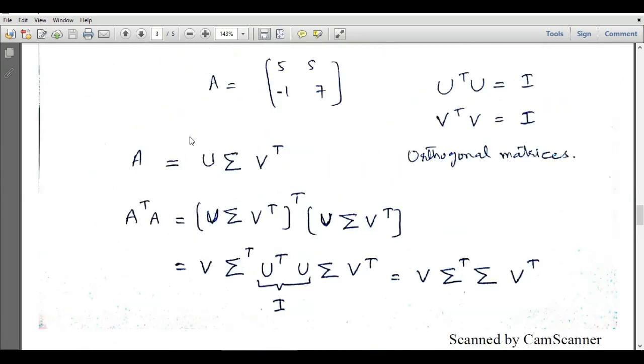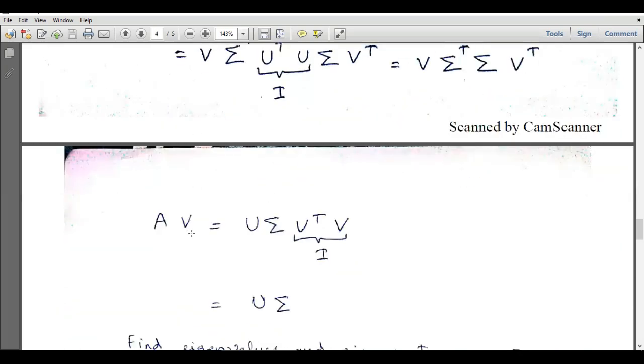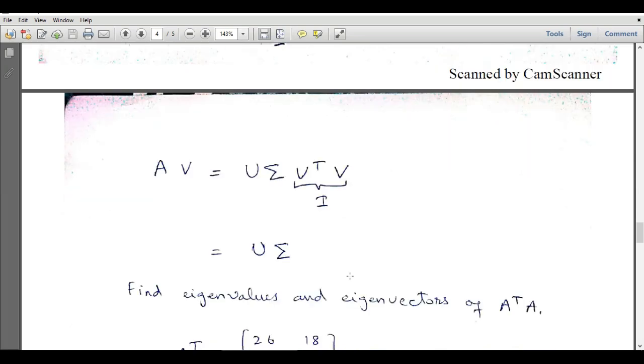So A is equal to U sigma V transpose, and let's multiply this equation with V from the right hand side. So AV will be equal to U sigma V transpose into V. Now V transpose into V will be equal to identity. So AV will be equal to U sigma.